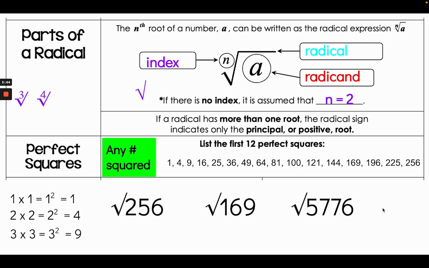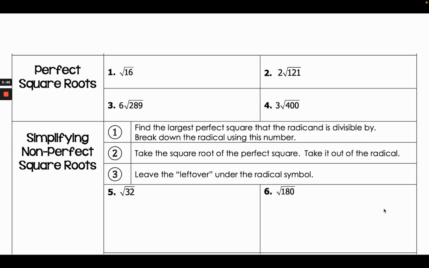So in your booklet, right below, we have perfect square roots. Now, perfect square roots are just like the ones that we wrote out on our paper. So in your calculator, let's figure out what is the perfect square root of 16. What number times itself is equal to 16? It's going to be equal to 4, because 4 times 4 is equal to 16. Okay, let's go to number 2.